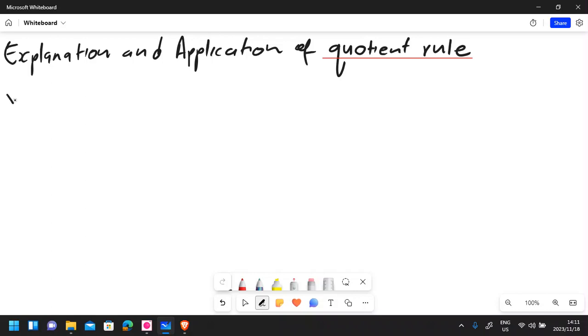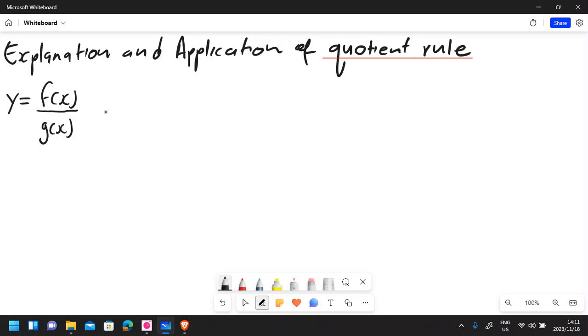Let's say we have y, and then we have two functions. Let's say this is f of x divided by g of x. So this is the function. Let's say this function is given to you this way, so you must differentiate. In order to find the derivative of this function as a whole, you must be able to identify the function on the denominator and the function on the numerator.